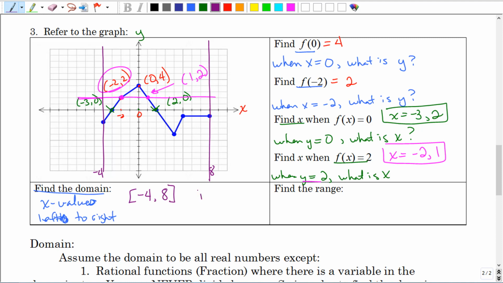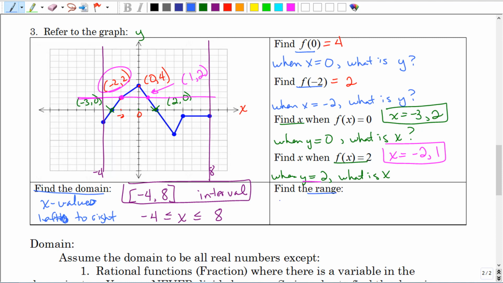That's called interval notation. The brackets mean that those points are included. Another way you could write this is the algebraic notation, where x is between negative 4 and 8, including those points. But I believe WebAssign and my test, they're going to ask you to write it in interval notation.